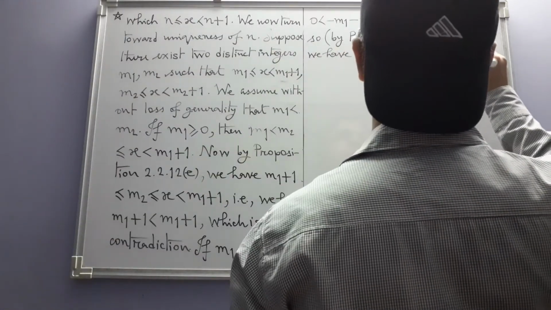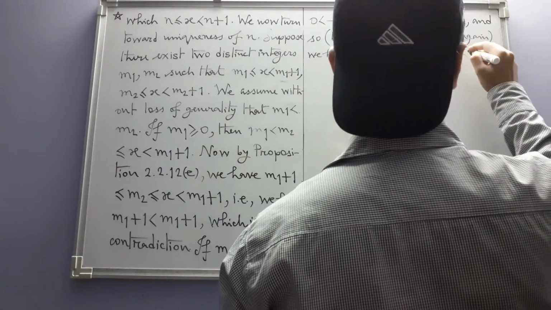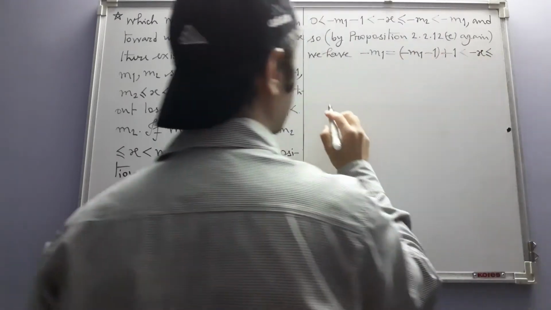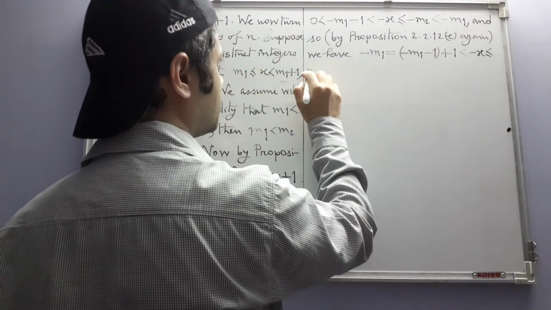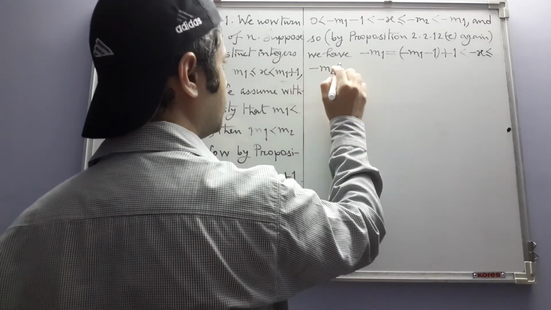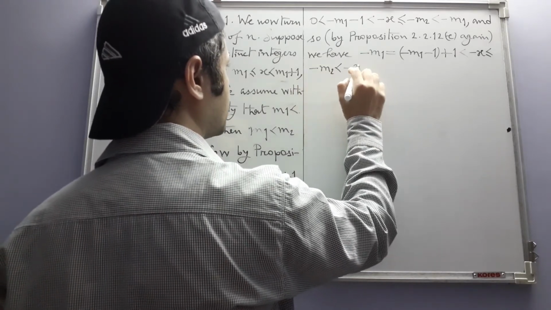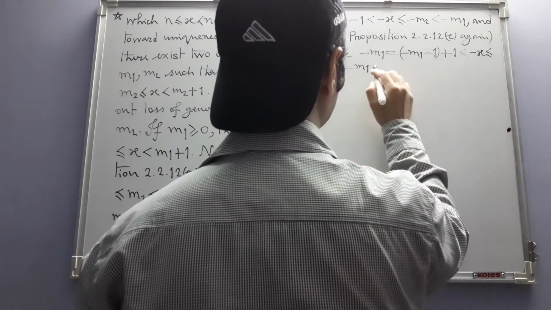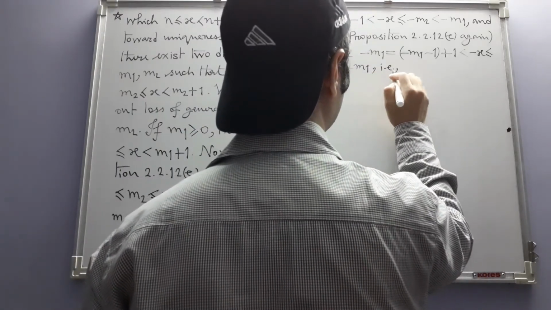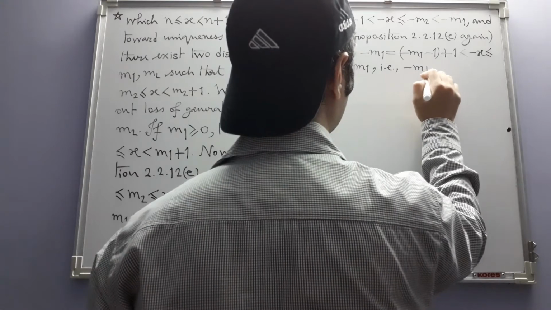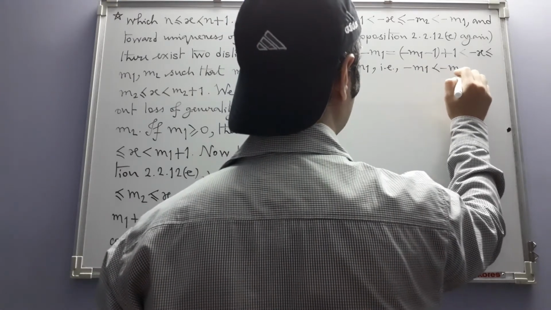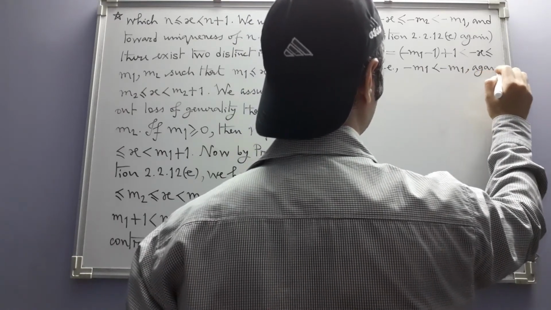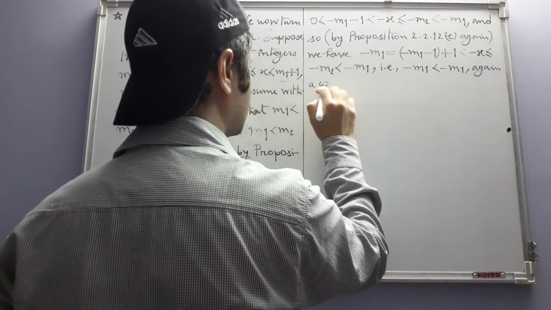So this is strictly less than minus x, which is less than or equal to minus m2, and m2 is strictly less than minus m1, that is, minus m1 is strictly less than minus m1. Again a contradiction.